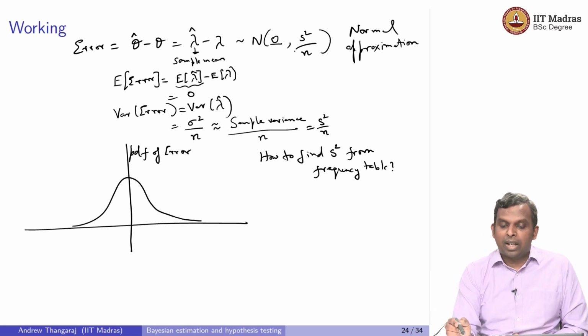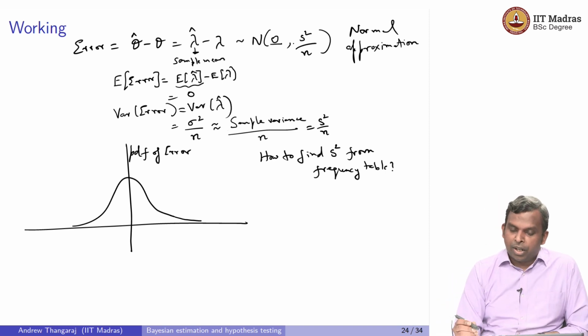Okay, alright. So we have a handle on the distribution of the error. You assumed it as normal with mean 0 and sample variance by n as the actual variance of the error. Okay, so that is good. We are in good shape right now.